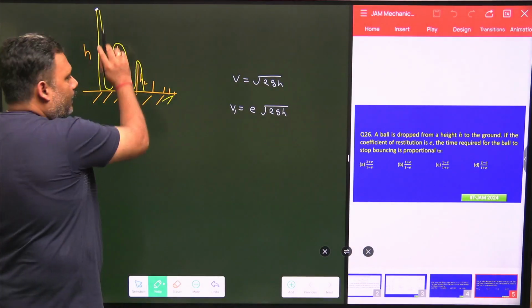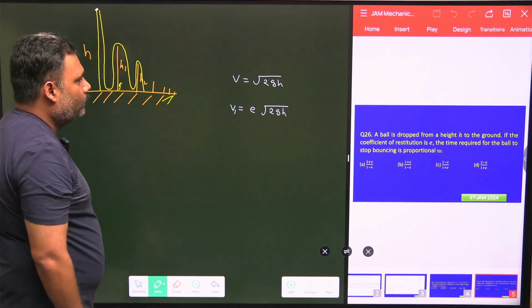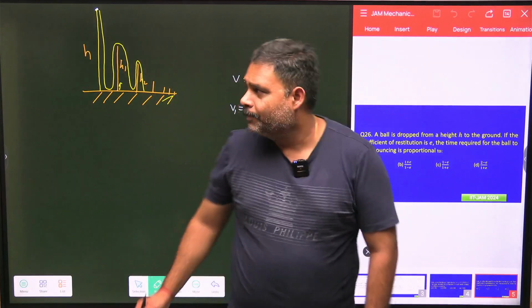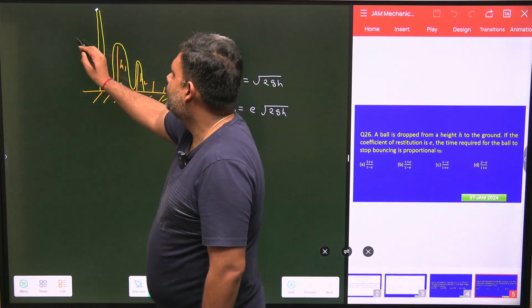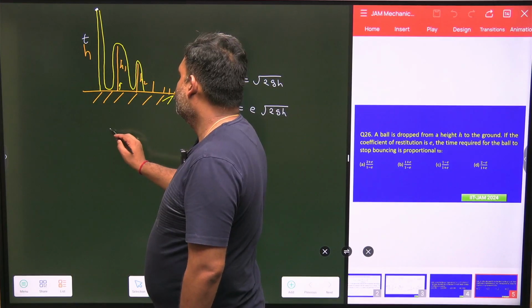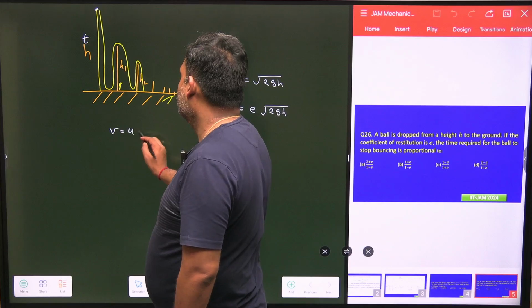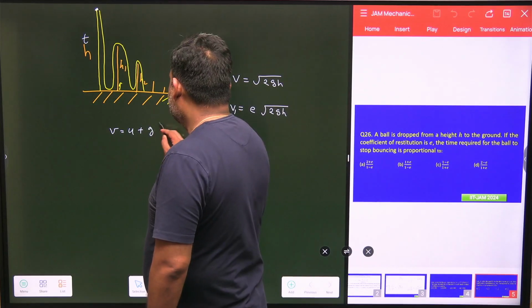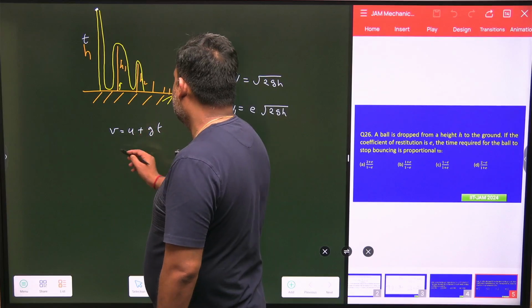That means the first time it is going to move in this particular direction. So we have to write everything in terms of time. Suppose this time is t. So v is equal to u plus gt, and initially u will be 0.